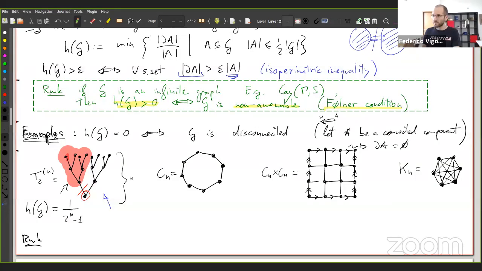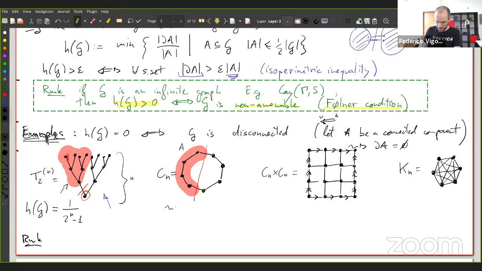Then the second example is just a circle. Again, if we want to find a big set with a small boundary, small in proportion to the size of the set, then the natural thing to do is to try to cut the circle in half. So again, let this be your set A.